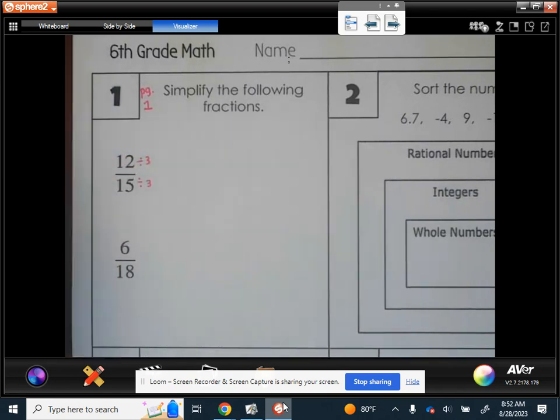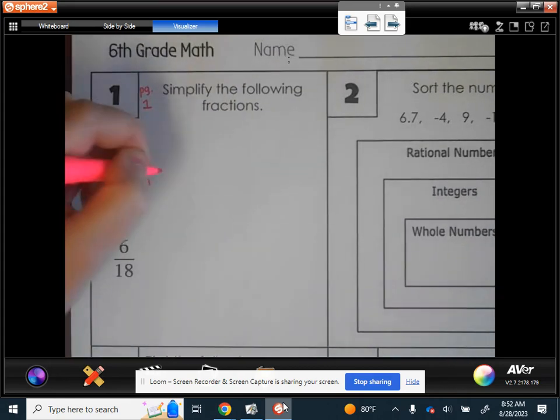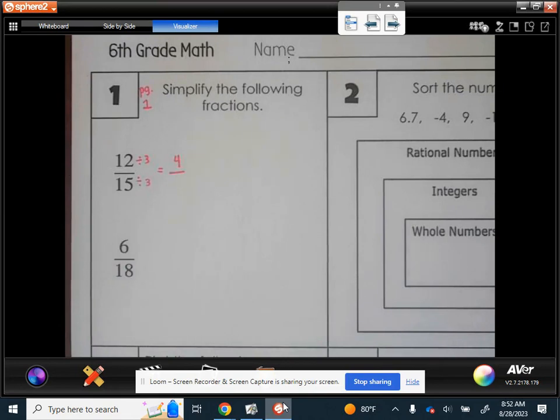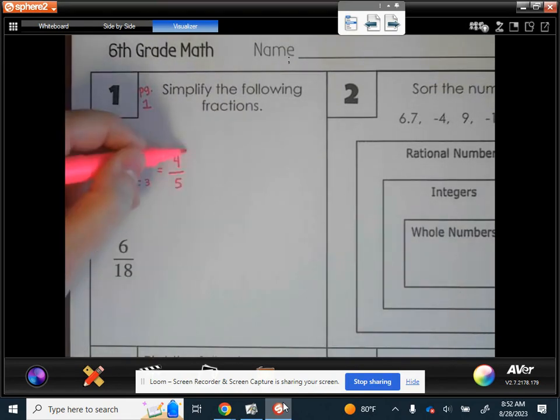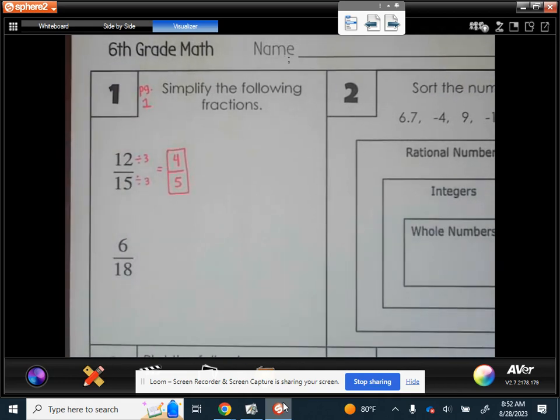I know that both of them are multiples of 3. So 3 goes into 12 4 times, and 3 goes into 15 5 times, because if you count by 3s, 3, 6, 9, 12, 15. That's going to be a 5. And then the only thing I can divide 4 and 5 by is 1. And remember that if I divide by 1, that's not going to do me any good. So we're done with that question.